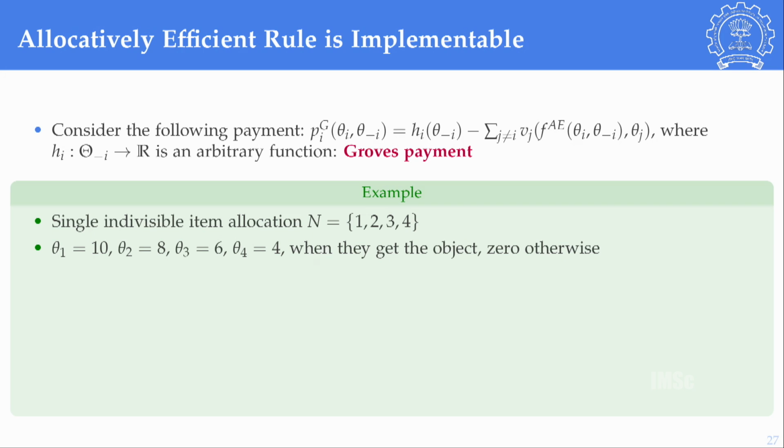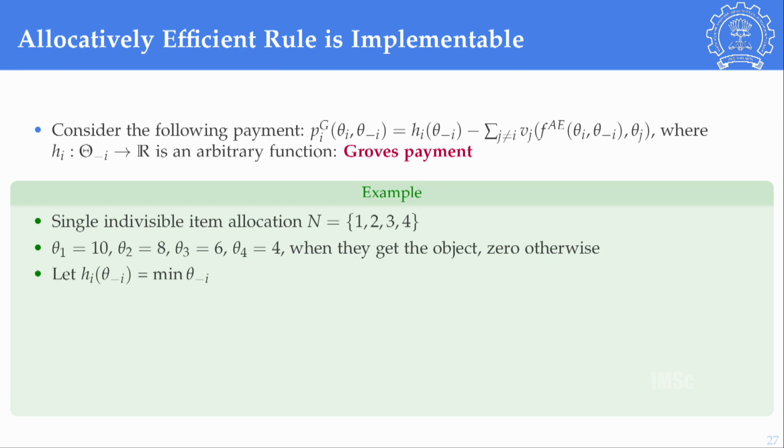1 0 0 0, that means you give the item to agent 1, and that is allocatively efficient because you are maximizing the sum of the valuation. So, here the valuation is just theta 1 times A 1, and then sum over all those things. Okay, so, let us fix. We appreciate now what the allocatively efficient outcome is. So, we should give the item to agent 1.